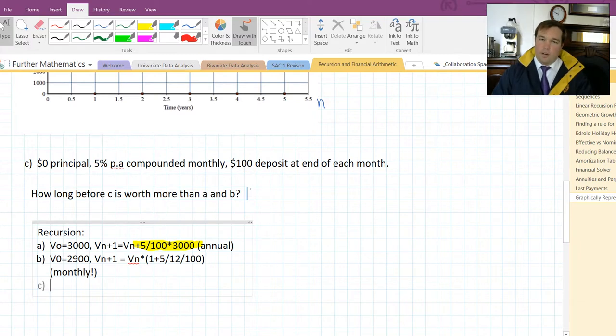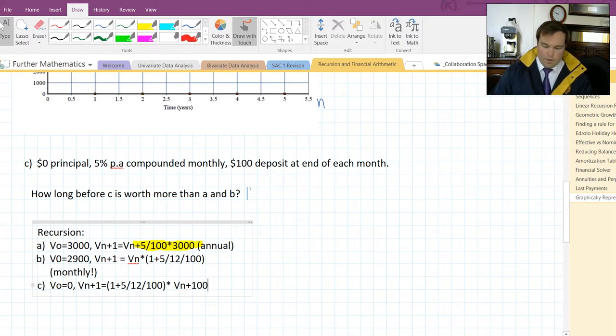And eventually we want to graph all of these next to each other to see when C is greater than the other two. Alright, let's look at C. The initial value of C is 0. To get to Vn plus 1, we go Vn, and we multiply Vn by 5% each month. So we take this same portion here, and it goes up by that also. However, at the end of each month, we then add on $100. Right? So there are those 3 recursion relations, and this one is also working monthly.